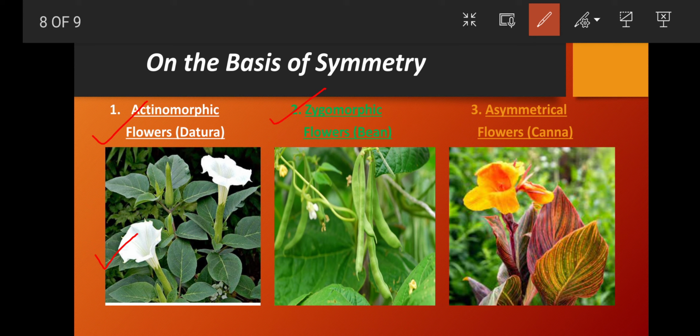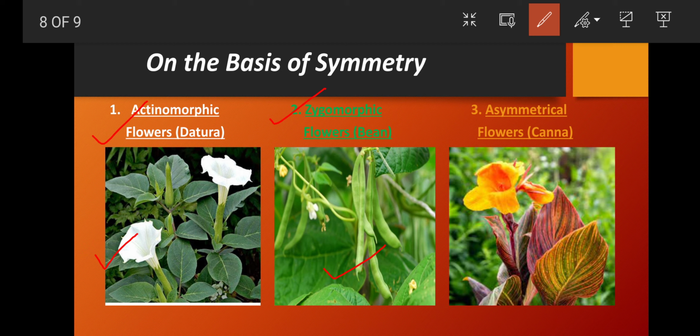Second is zygomorphic flowers. These flowers can be divided vertically into two equal halves only in one plane. For example, pea, bean, ocimum. And the common name of ocimum is tulsi. And this is a picture of a bean plant showing zygomorphic flowers.